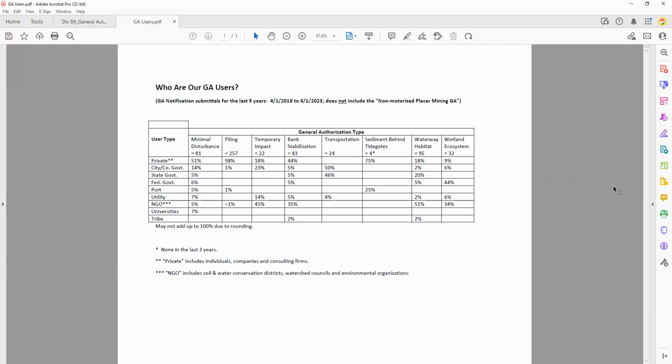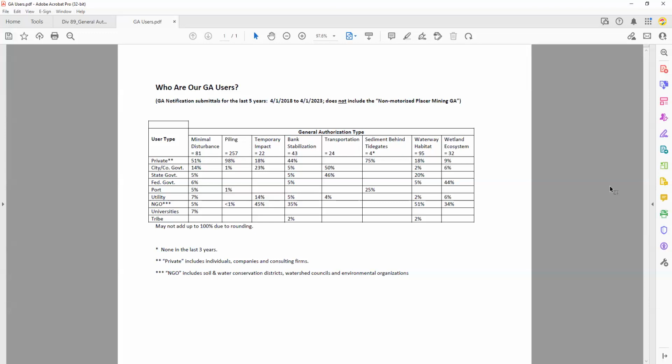Our transportation GA, you'll see there under state government, close to half, 46% comes from state government. And when I say state government, in this case, it is all ODOT. Very, very popular GA with ODOT. Sediment behind tide gates GA.